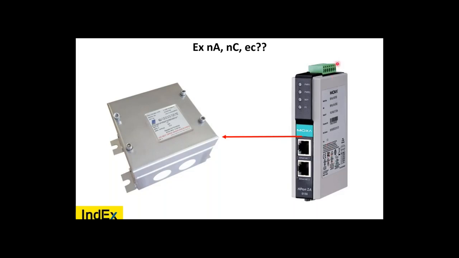Well, a combination. The terminals are always going to be nA or eC, but internally it's nC. So what will change when it becomes newer is it'll be nC eC. The nC is internal, the eC is the terminations. So which junction box would it go into? Well, if it's eC, something newer, it has to go into an Ex eC junction box. If it's an older installation, it's probably an nA junction box with the nA nC device in it. Confusing, I know.